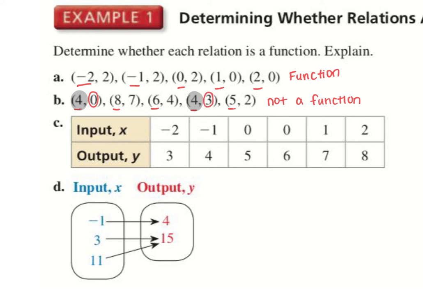Now, outputs can be repeated like they were in A. Do you see how 2 was used as an output once, twice, 3 times, and 0 was used as an output twice? Outputs are okay to be repeated. They can still be a function. But when an input is repeated, it is not a function. Take a look at C. We've got 0 and 0 being used twice. The first one goes to 5, the second one goes to 6. This is not a function.